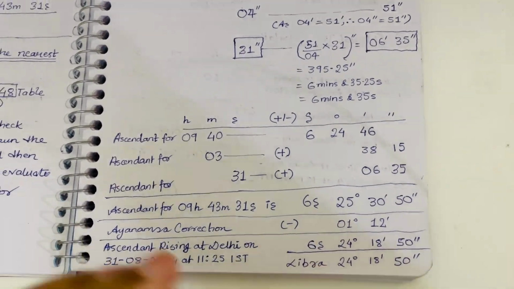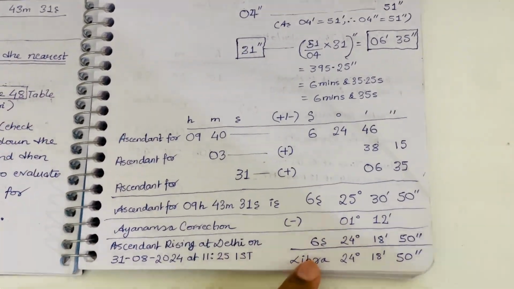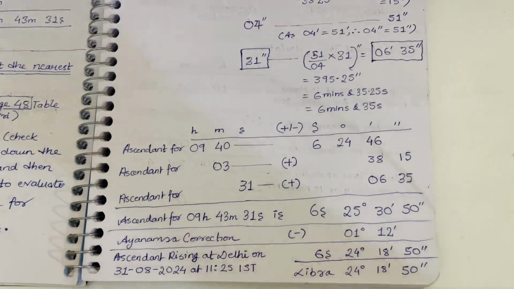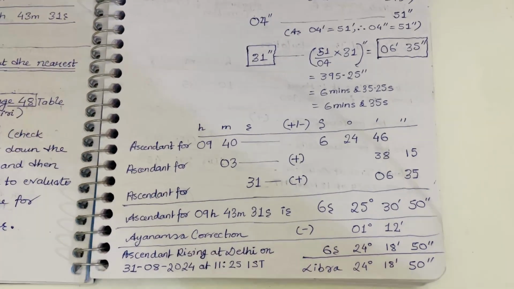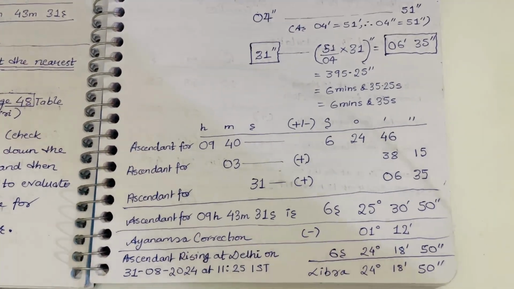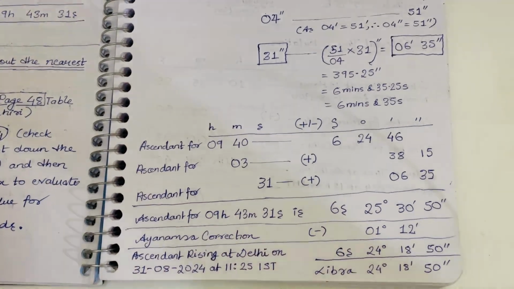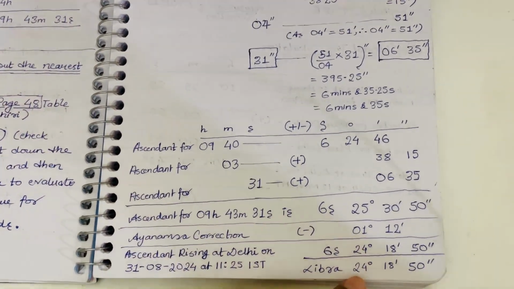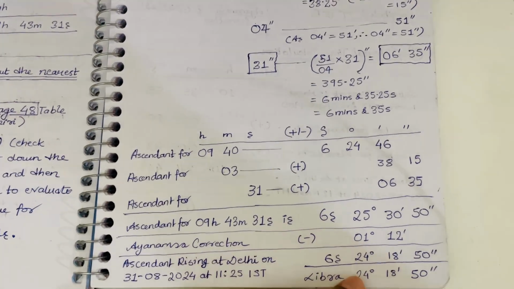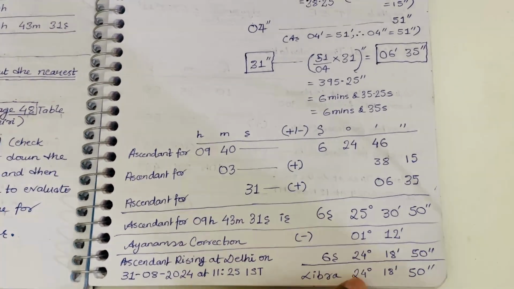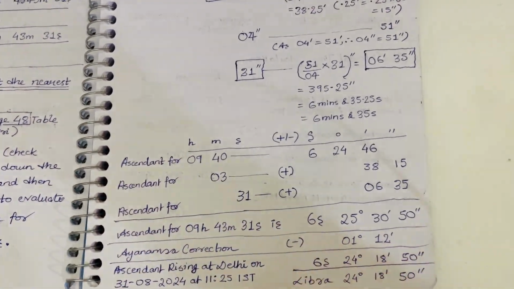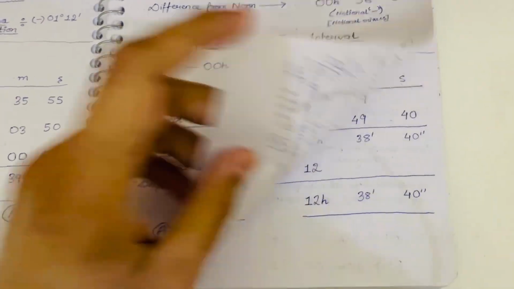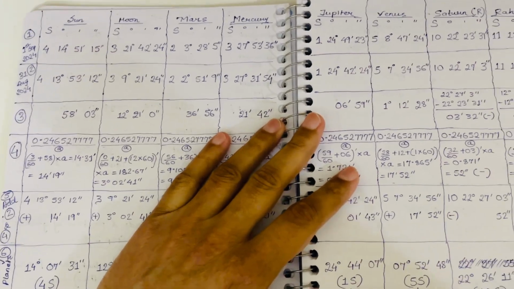So our ascendant for this particular horoscope was Libra. That means the lord of the first house is the sign number 7, Libra. The ruler of Libra is Venus. That means Venus is the Lagnesh, and the longitude of the ascendant is 24 degrees 18 minutes and 50 seconds. So we have successfully calculated this. Now let's come to the calculation for the planetary positions.